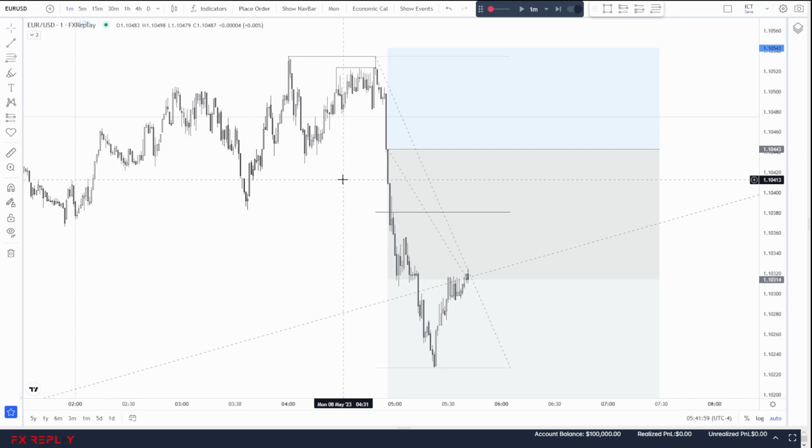And all the elements for my setup are here, all the confluences that I need. We had a sweep of liquidity, we had displacement to the downside, and we had a market structure shift.